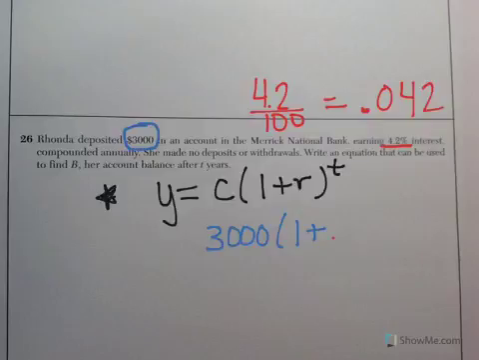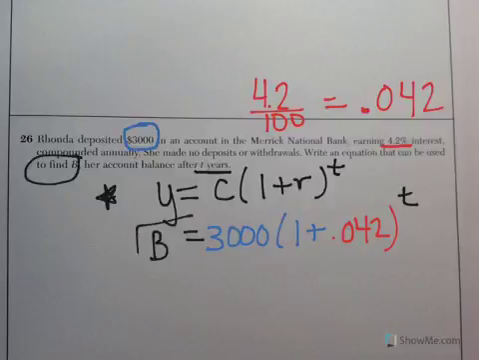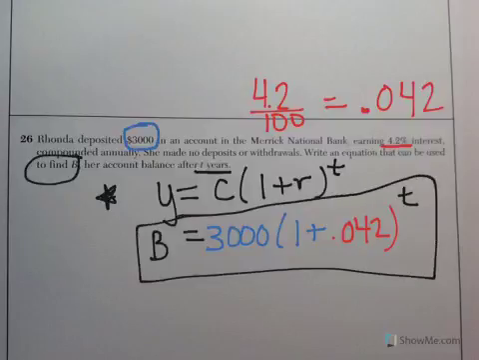So we have plus 0.042 to the power of, well, they don't give us a time in years, they just say t years, so we're going to keep t. And before you write y, it's really an equation that can be used to find b. So it's really b equals 3,000 times 1 plus 0.042 to the power of t. And this is your final answer.